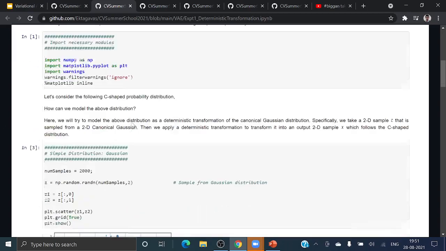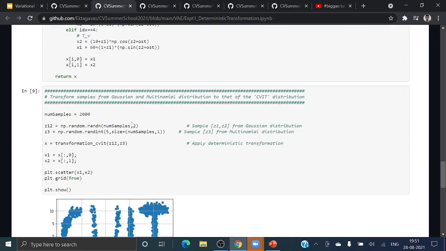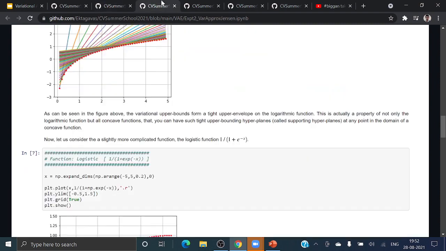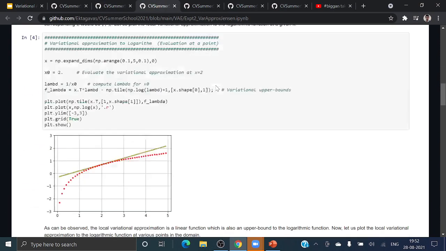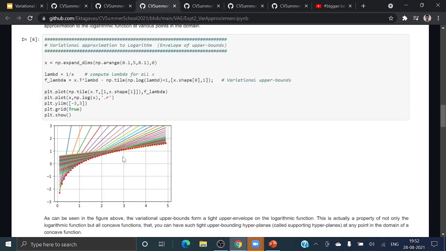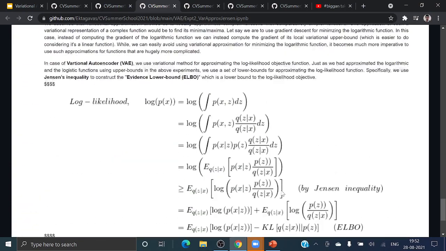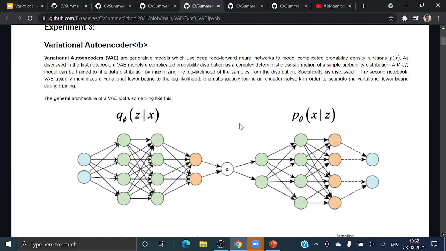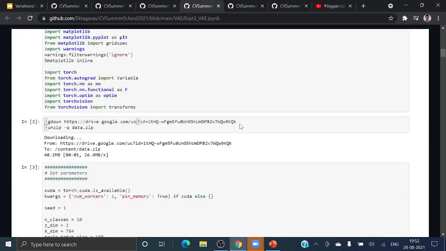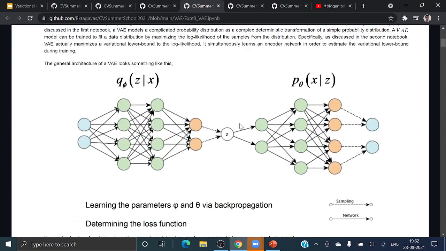We have 5 different collab notebooks. The first one just shows how one distribution can be mapped into another. The second one shows what the variational lower bound is, and how we compute the loss for the neural network. So the loss computation is non-trivial, and we can take a look at how variational autoencoders compute loss.